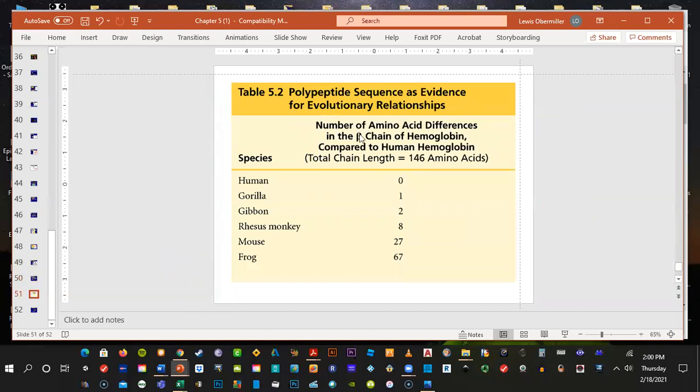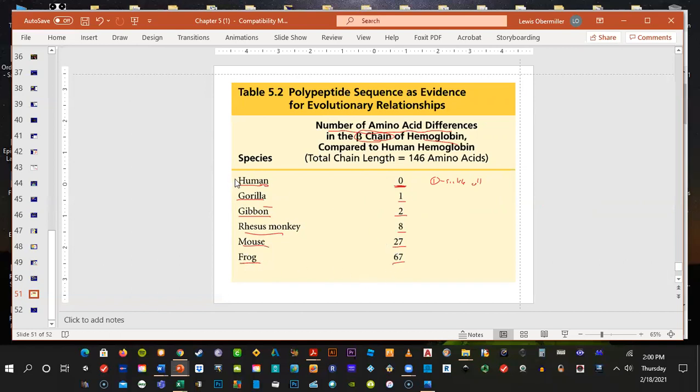So here's an example. If we looked at amino acids in hemoglobin, remember we have beta and alpha, so this is just the beta subunit. If we look at all humans, there's no difference. Remember I told you there's only one change in that sickle cell? So if we looked at all humans with normal hemoglobin, there'd be no variation. We'd all be the same. In gorillas versus humans, there's one change. In gibbons, there's two. Rhesus monkeys, there's 8. Mice, there's 27. And frogs, there's 67.